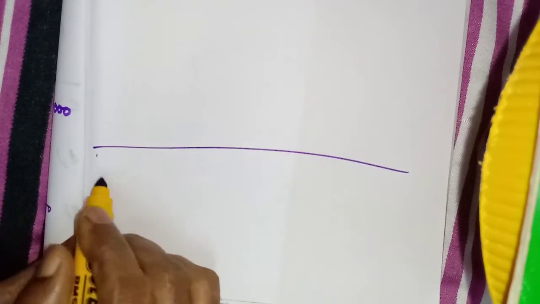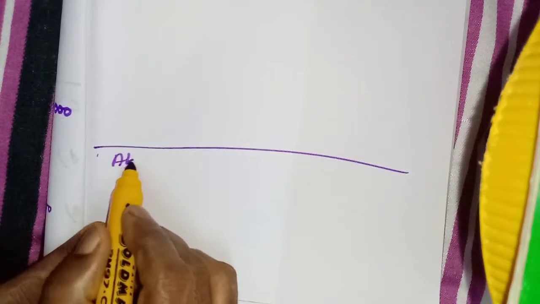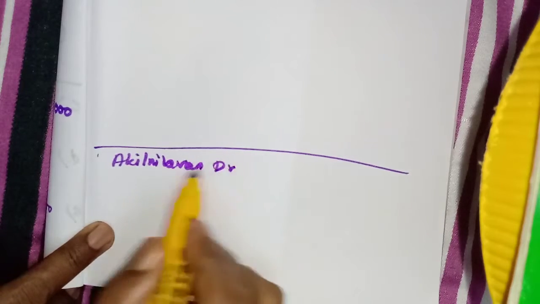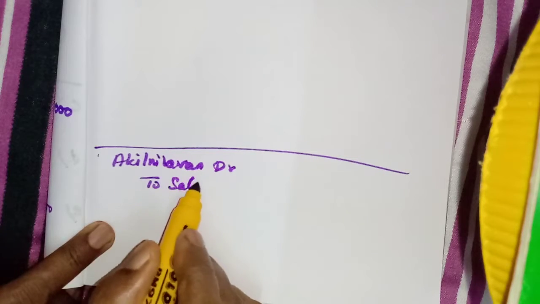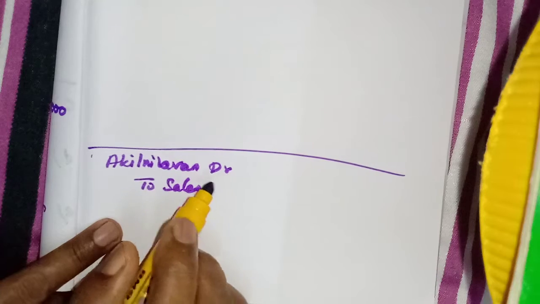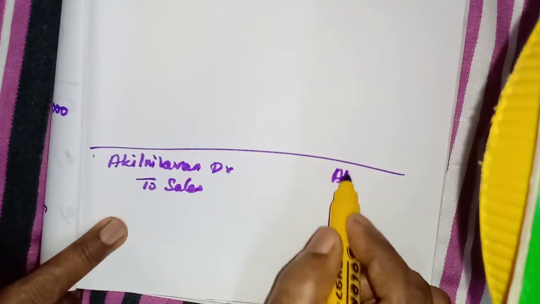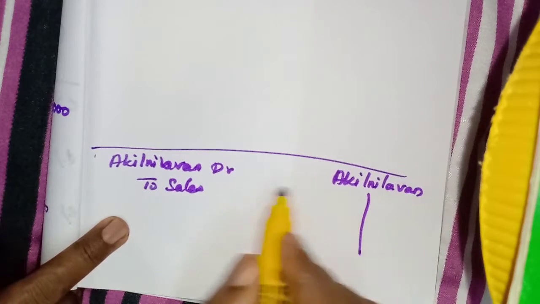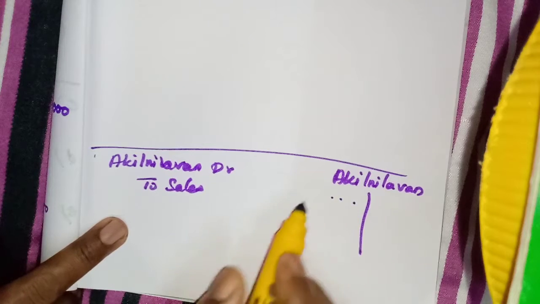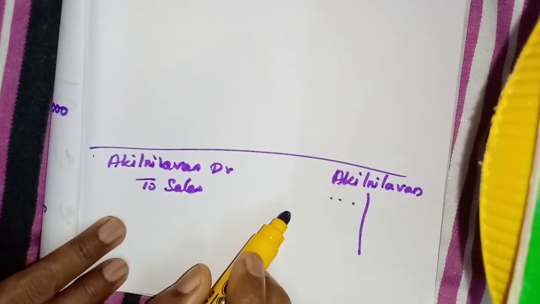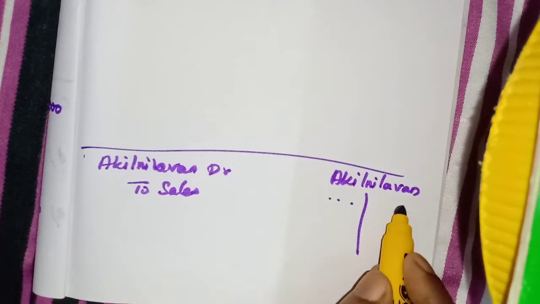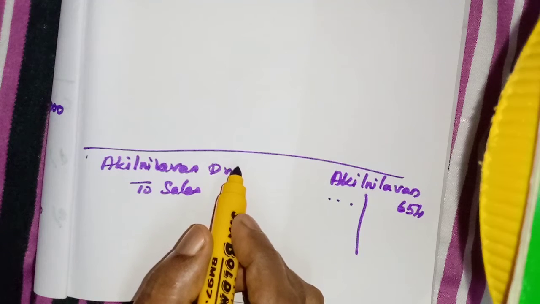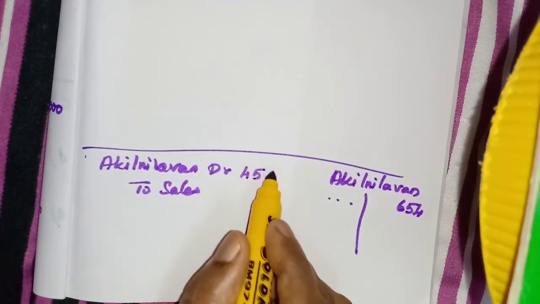Credit sale of goods to Akhil Nilavan. What is the correct entry? Akhil Nilavan's account debtor to sales. What have they done? They credited his account. In his account we should have debited, but they have credited 654. The credit sale is actually for 456.